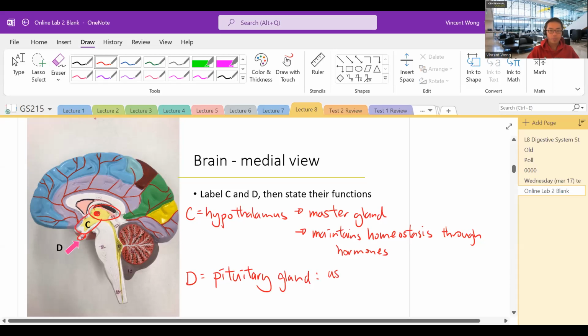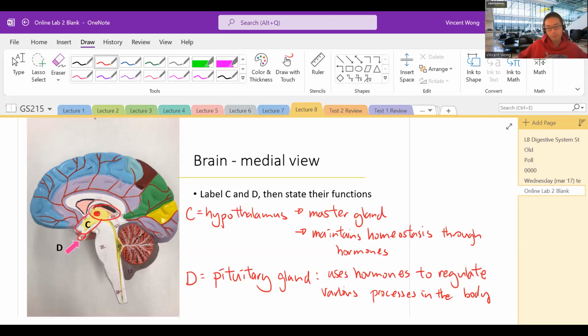So this uses hormone to regulate various processes in the body, right? So actually these two things work very close together, and we'll learn it in lecture 12. Right? Both of them play a role in homeostasis and regulation through the use of hormones.